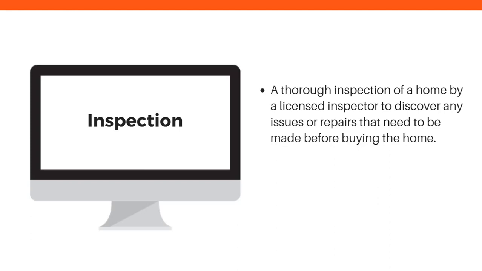Inspection. This is a thorough inspection of a home by a licensed inspector to discover any issues or repairs that need to be made before buying the home. So it's good to have an inspection done. It can reveal any problems that come up with a property, and that can alert you of things that need fixed before you buy the property. So you can negotiate them with the seller, and if the seller doesn't want to adhere to any of these repairs you're requesting, you can back out of the contract due to a bunch of issues with the property from the inspection that you found out about.